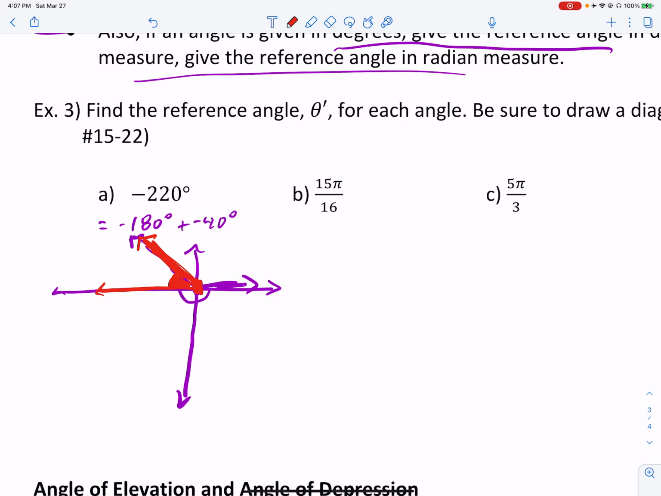And so this goes to, we went 180 degrees, and then we had to go an additional 40 degrees. That reference angle is 40 degrees, right? 220 degrees minus 180. I went past 180 by 40 degrees. So my reference angle, theta prime, is 40 degrees. Don't forget your degree symbol.